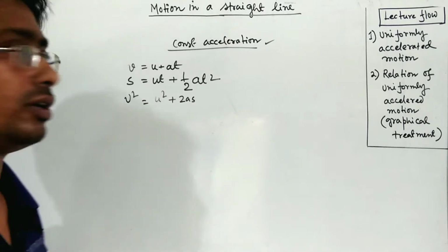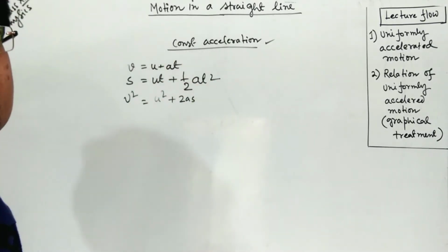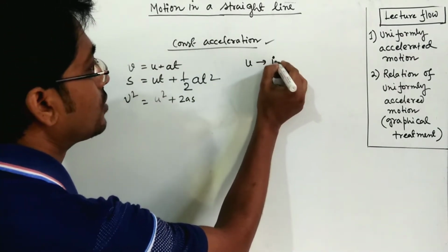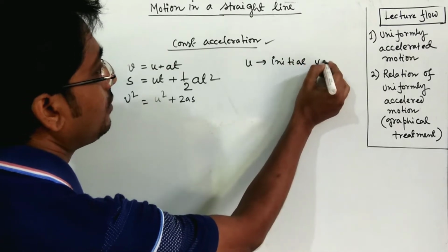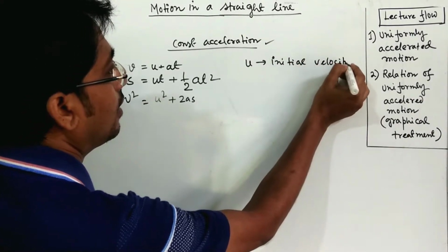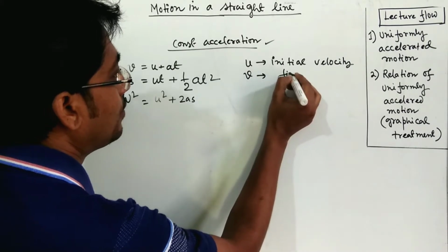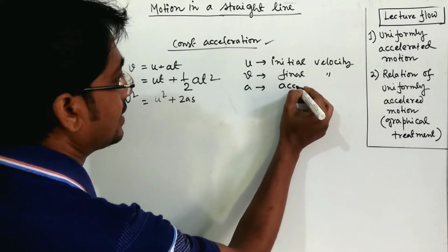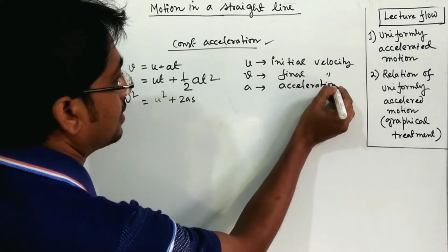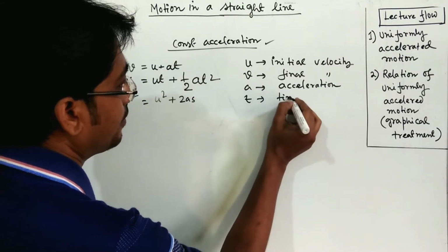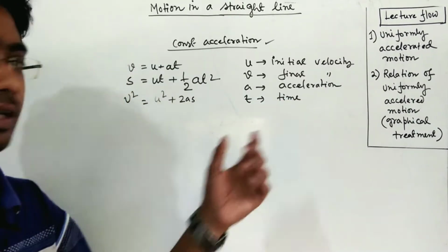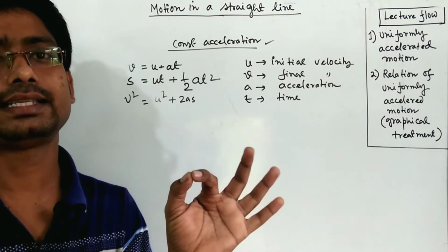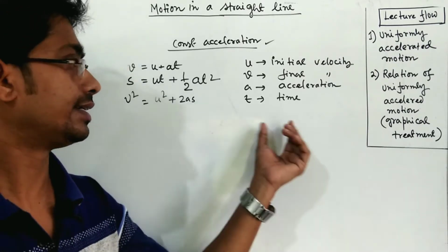Okay, before going to the method, we have to know about what is u, v, t and a. So you know u is the initial velocity. v is the final velocity. a, acceleration. t, time. Mind it, this time is the time for which the force is applied on the body and acceleration was there. So that time is the time here.